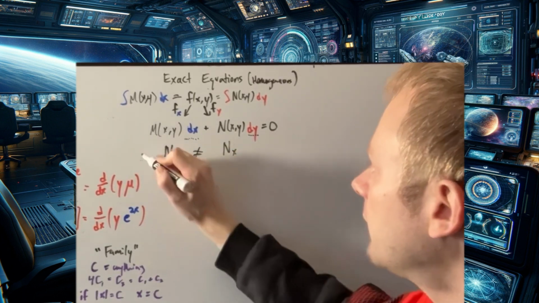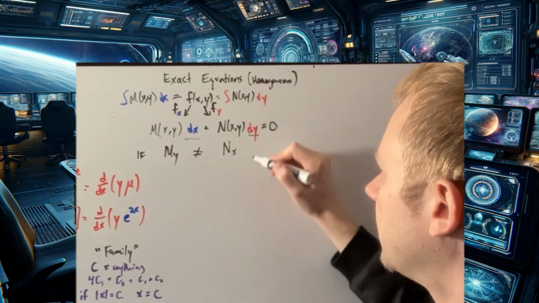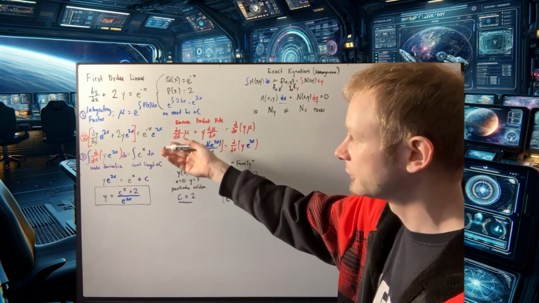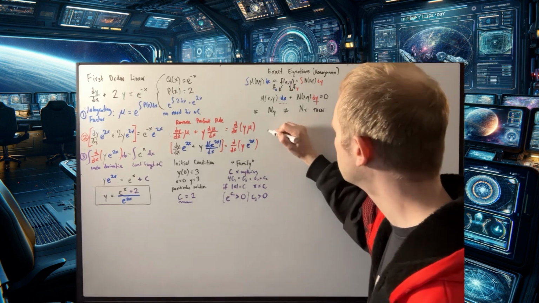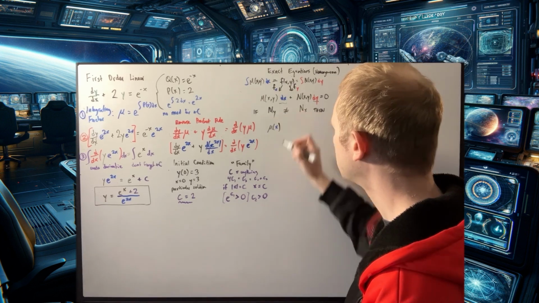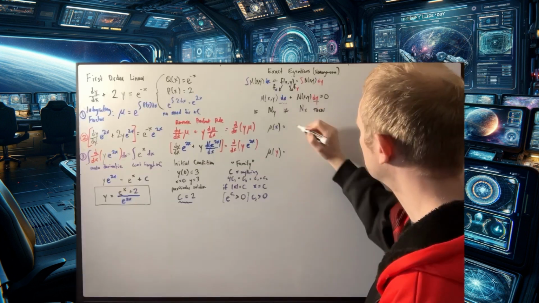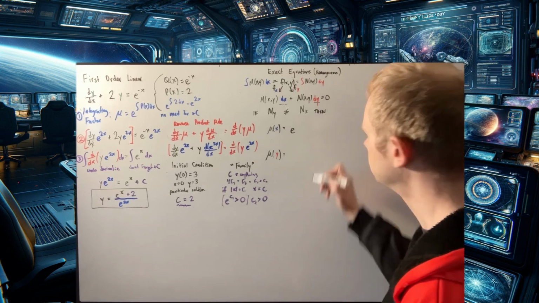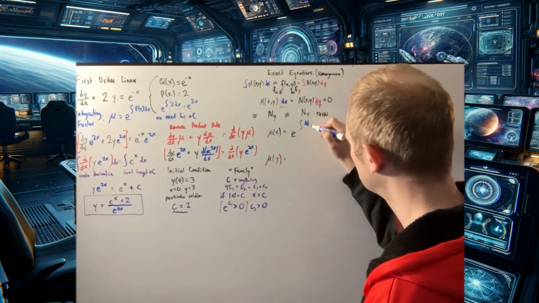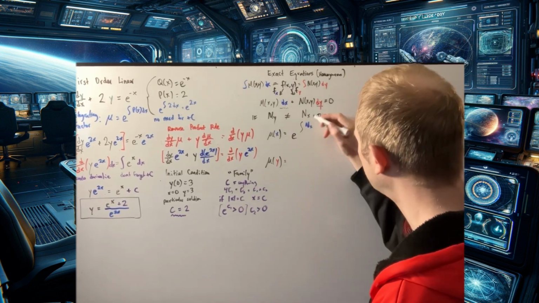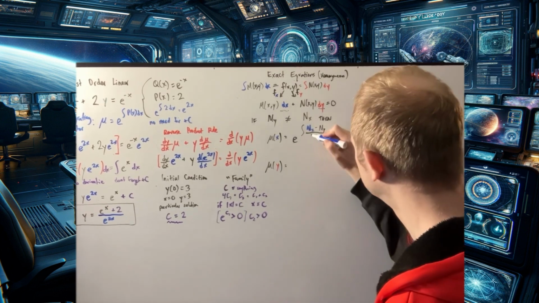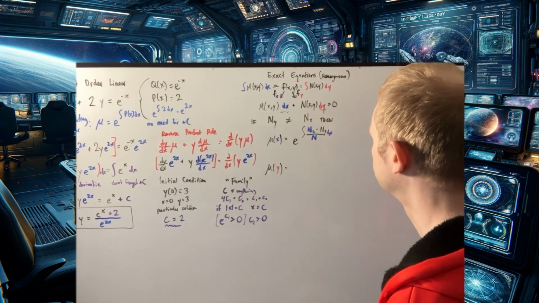So let's take a look at if My is not equal to Nx, then at this point we have two paths. We have to use an integrating factor, just as before, but we can either use the integrating factor using the x portion, or we can find the integrating factor for the y. So the integrating factor for the x portion is going to be the integral of Nx, and this is Nx in blue, minus My, and then we're going to divide this by N, and this is dx.